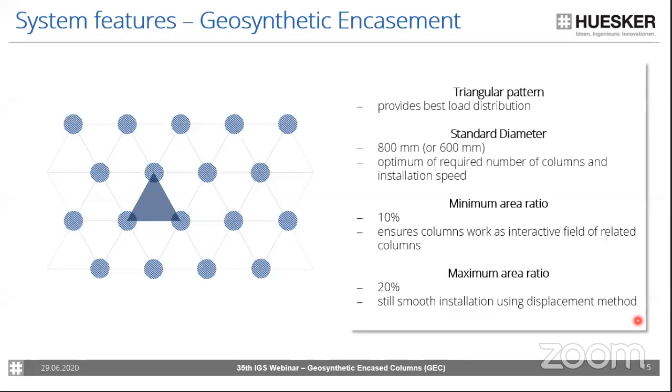The area ratio, the replacement ratio, is normally between 10% and 20%. And this also shows the significant difference to vibro stone columns. When it becomes really, really soft soil conditions, for normal vibroflot stone columns, the area ratio goes up to 30 or 40%. So normally by using the sleeve, the number of columns can also be reduced compared to the use of normal stone columns.